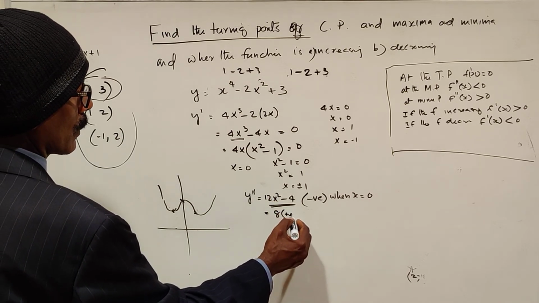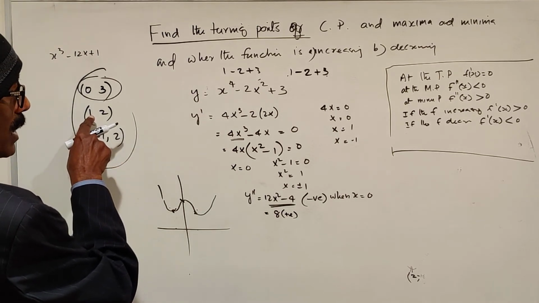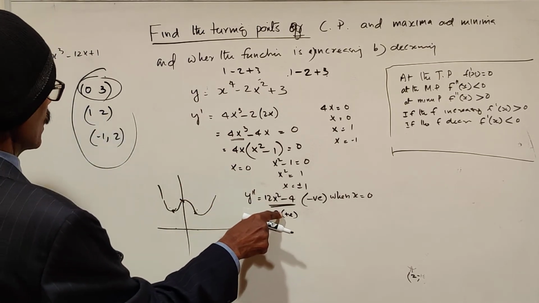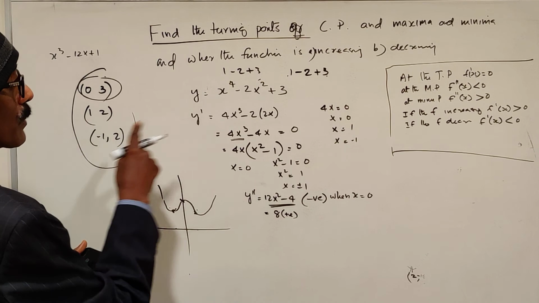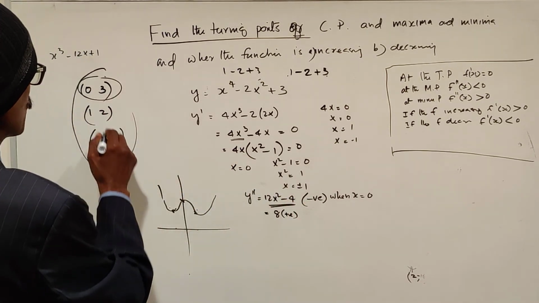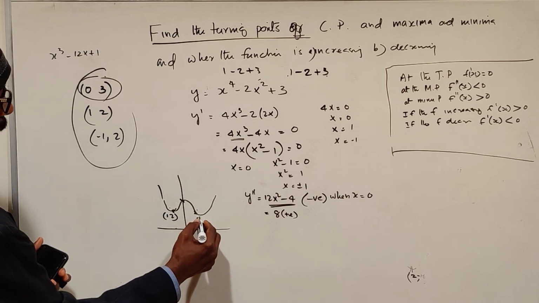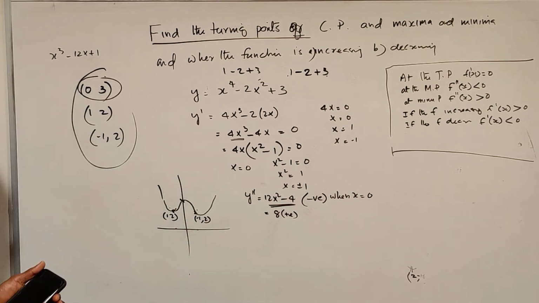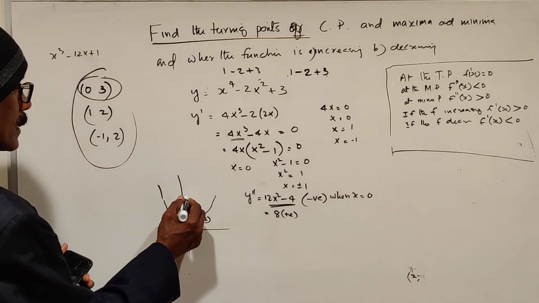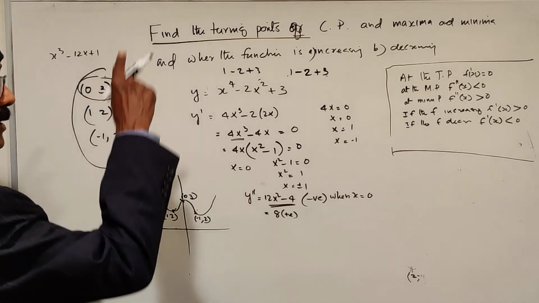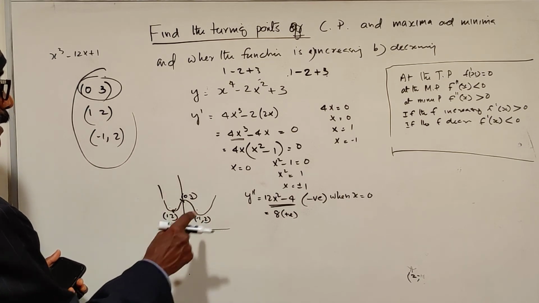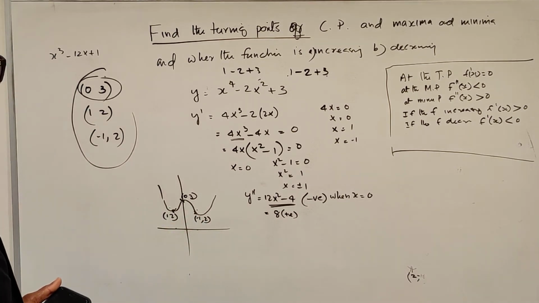Positive. When x is equal to 1, positive. When x is equal to minus 1, positive. So these two are minimum points. 1, 2 and minus 1, 2 are minimum points. Okay? That's right. So 0, 3 is the maximum point and these are the minimum points. Okay, that's over.